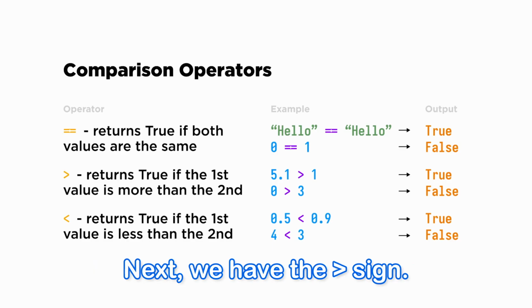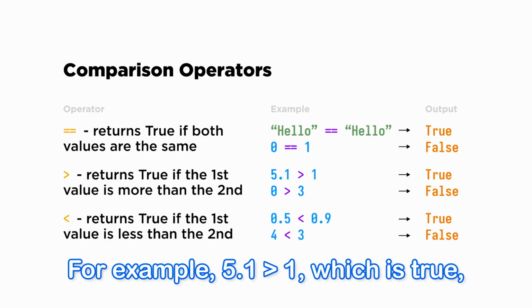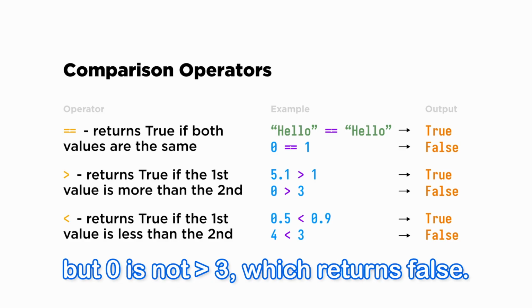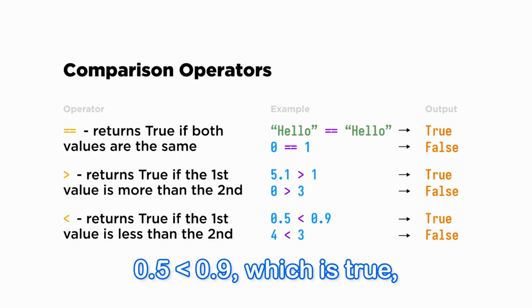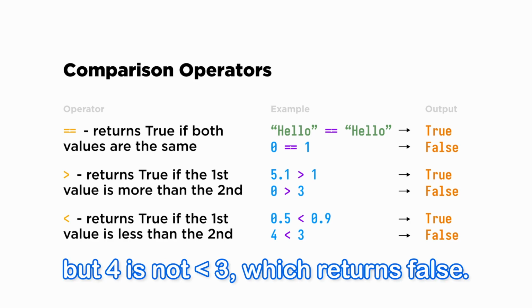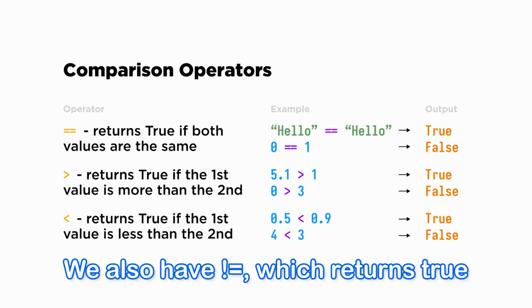Next, we have the greater than sign. For example, 5.1 is greater than 1, which is true, but 0 is not greater than 3, which returns false. Now we have the less than sign. 0.5 is less than 0.9, which is true, but 4 is not less than 3, which returns false.